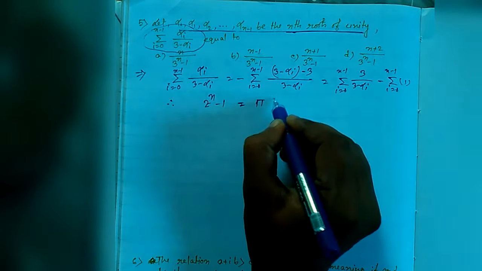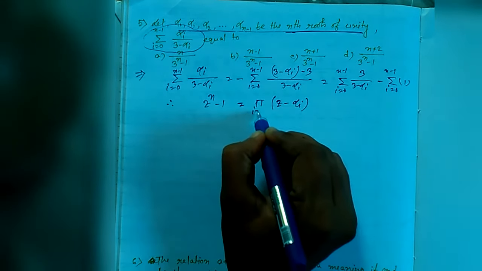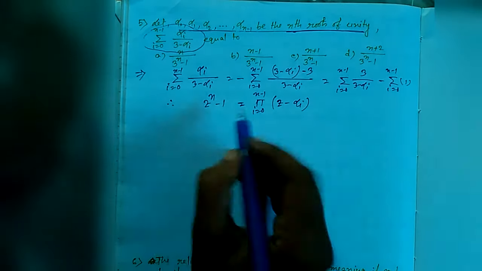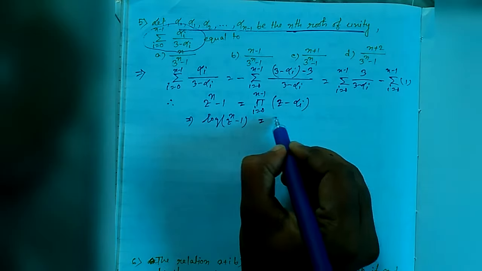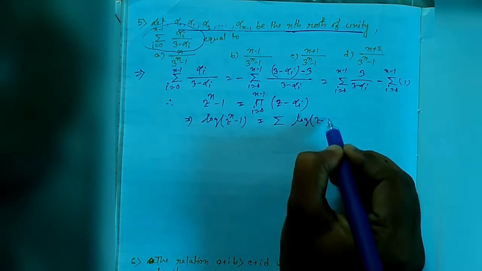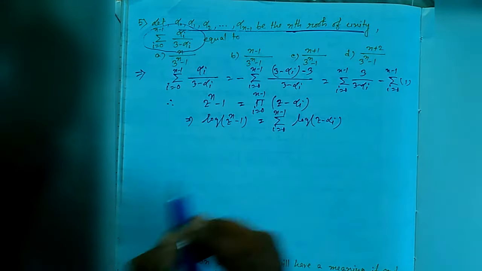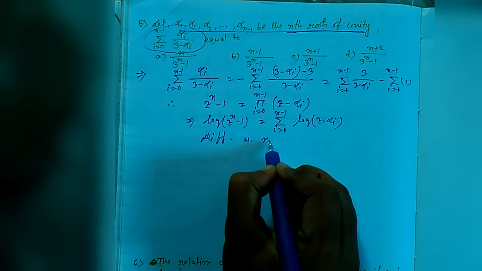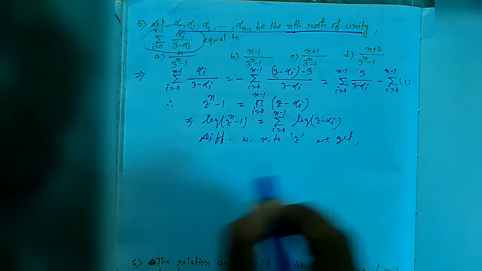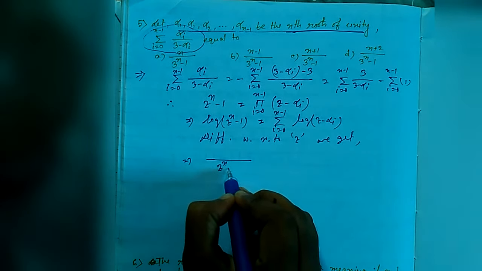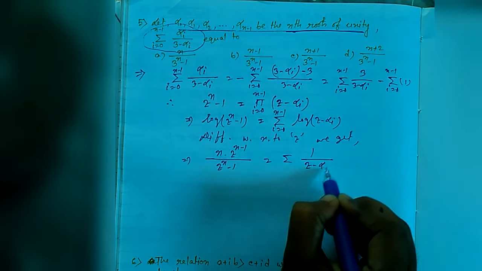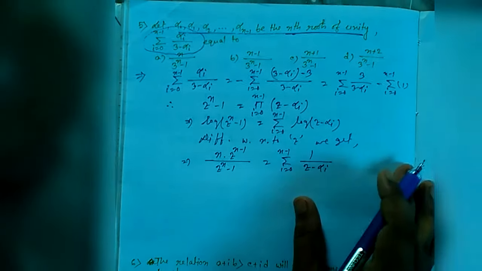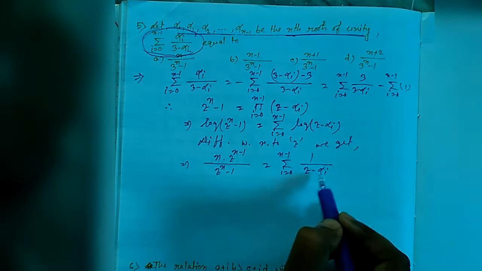That means z to the power n minus 1 we can write as the product of (z minus alpha i), i equals 0 to n minus 1. Okay, this is easily understood. If we take logarithm on both sides, this product will be a summation. If we differentiate both sides with respect to z, we get this. Our required result is this summation of 1 by (3 minus alpha). Here it is 1 by (z minus alpha).